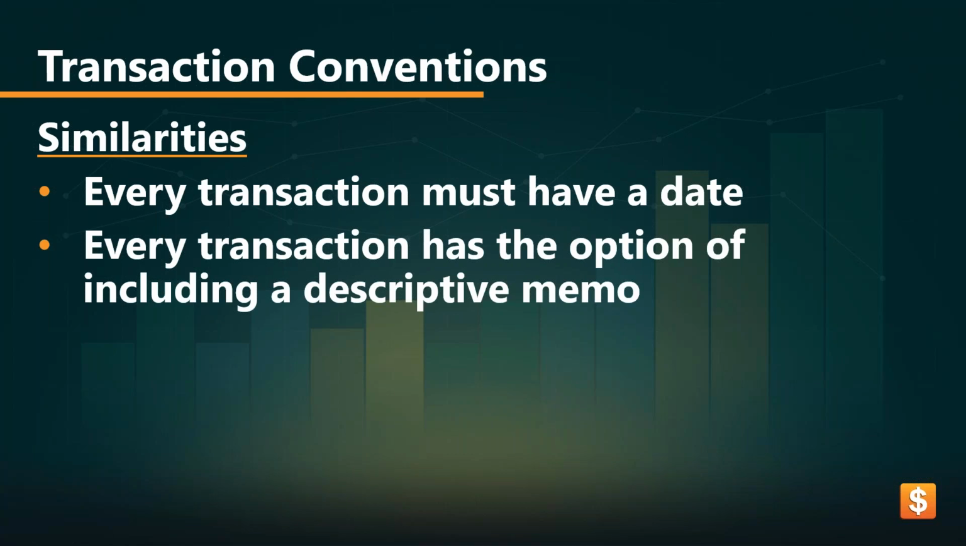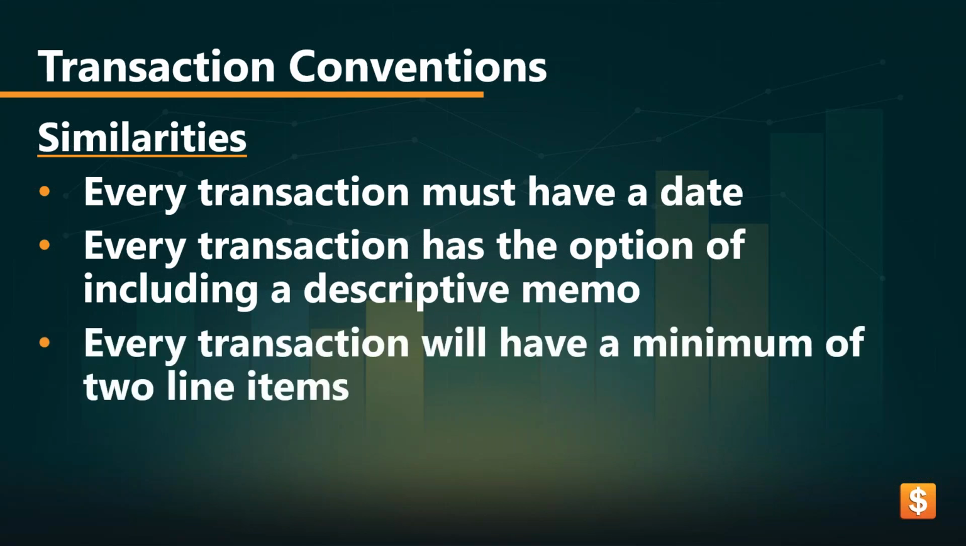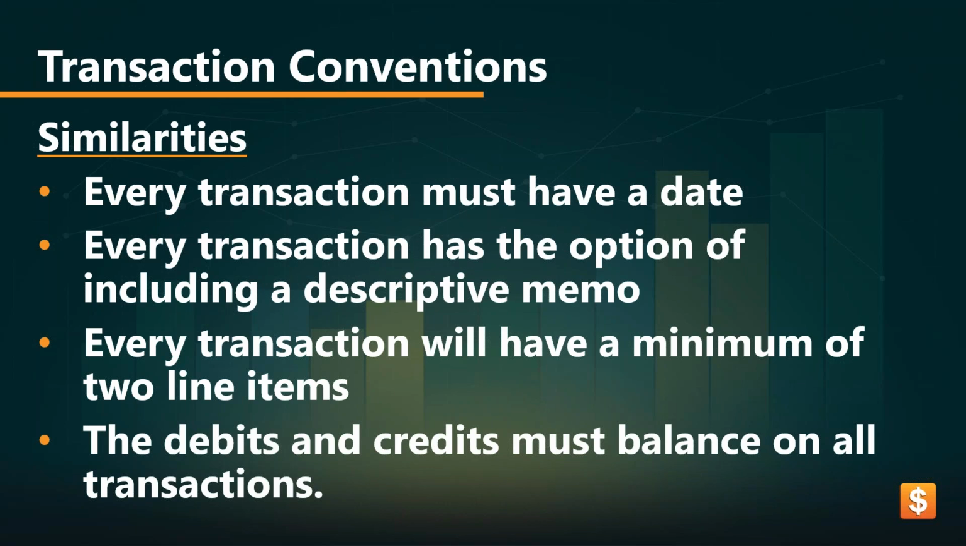Every transaction has the option of including a descriptive memo, and the memo can just allow you to provide additional information about the transaction. After that, every transaction will have a minimum of 2 line items, and this goes back to our debits and credits. So at a minimum, you have to have those 2 line items. It could be 3, could be 4, could be 10, 20. I don't know how many would be the most that you would put on there, but it has to at least be 2 to balance your debits and credits. And also the debits and credits must balance on all transactions.